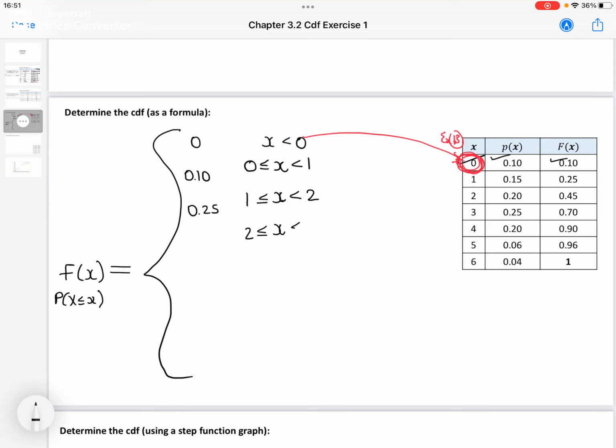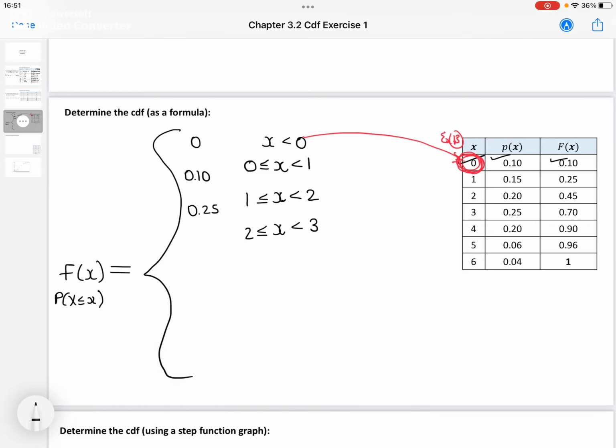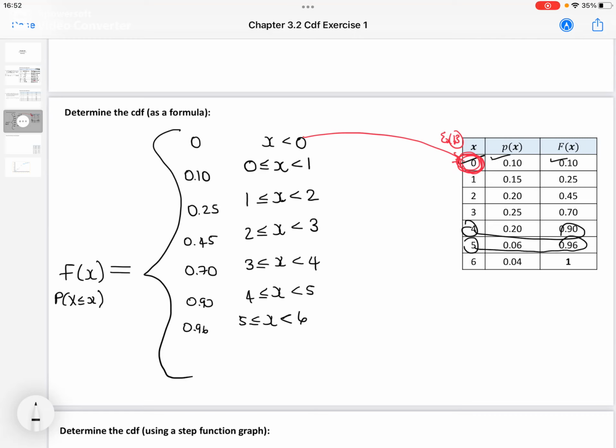And for any possible value from 2 onwards, but excluding the next possible value of 3, the accumulated probability there is equal to 0.45. And for x greater than or equal to 3 but less than 4, the accumulated probability there is equal to 0.7. And for x greater than or equal to 4, less than the next point, which is 5, the probability there is equal to 0.9. And for any x value from 5 onwards, including 5, but less than the next point, the accumulated probability there is 0.96. And for x greater than or equal to 6, the accumulated probability there is 1.